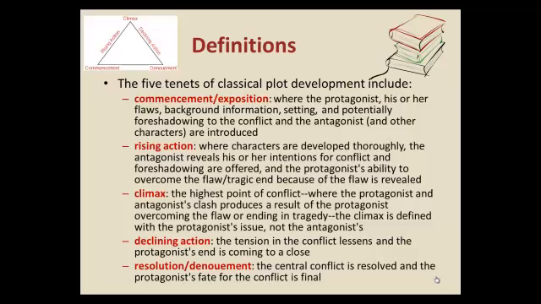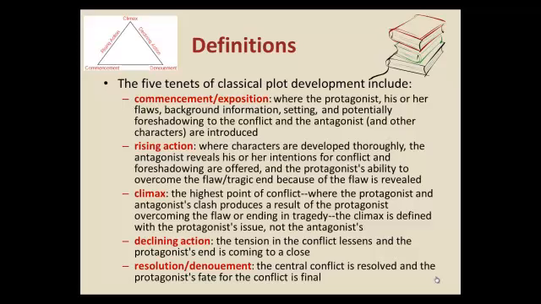So as we look at more of the characteristics here, the last one in the rising action is the protagonist's ability to overcome the flaw, or the tragic end because of the flaw is revealed. Yeah, it sounds kind of silly. So let's think about this for a second. The protagonist's ability to overcome the flaw, or how about whatever the issue is, the protagonist's ability to overcome the issue. Now, in classical plot structures or sequences, the hero or heroine has a flaw.